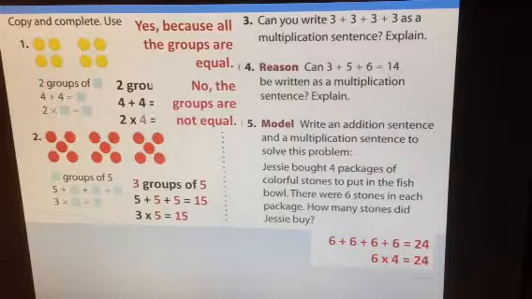The answer is 6 plus 6 plus 6 plus 6. And when I read that, I'm picturing a package of stones with 6 stones, a second package of stones with 6 stones, a third package of stones with 6 stones, and a fourth package of stones with 6 stones. She bought 4 packages, 6 stones in each package. You can add it up 4 times, you're going to get 24. Or you can do 6 times 4, or 4 times 6, same thing, equals 24.